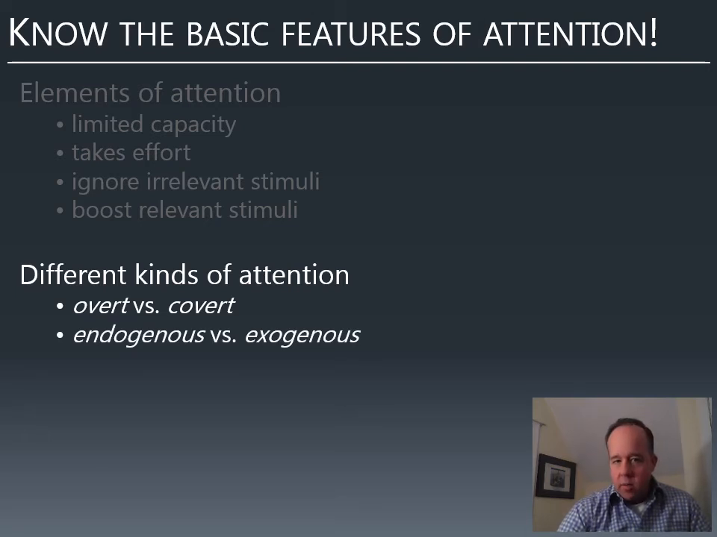Understand that distinction. So endogenous attention is under our control. It's top down. It's where we decide what we pay attention to. Exogenous attention is driven by the environment. When something surprising happens, a bright flash, a loud noise, that captures our exogenous attention. And for at least a little while, we're going to pay attention to the source of that stimulus.